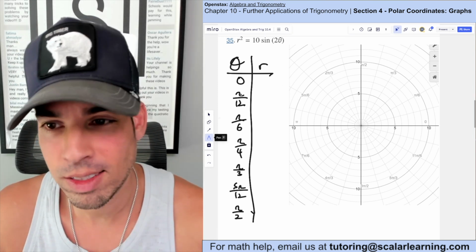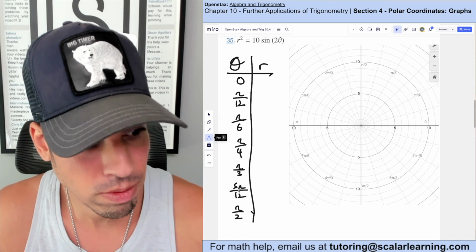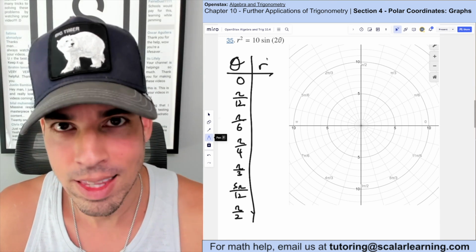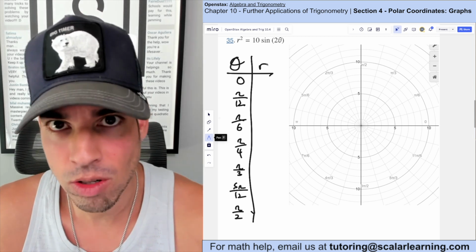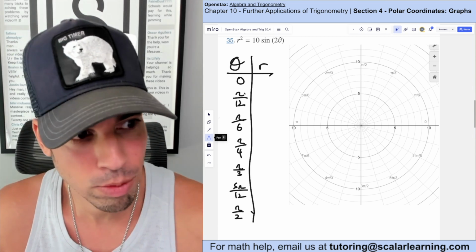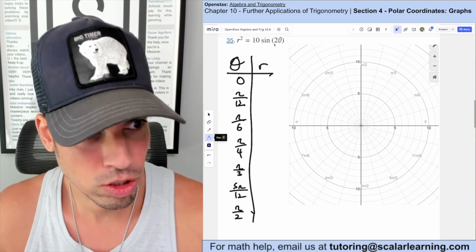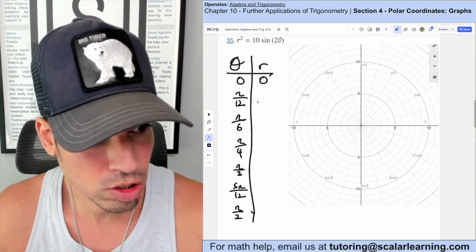So for this one, I've chosen the following values. I've chosen things that are not typically on the unit circle, like pi/12, 5pi/12. But the reason why is because we're going to be doubling them in here, and that is still going to be easy to calculate based on our knowledge of the unit circle. So this will give us a nice clear picture. So we're going to start with 0. 2 times 0 is 0. Sine of 0 is 0. So this is going to give us an r value of 0.